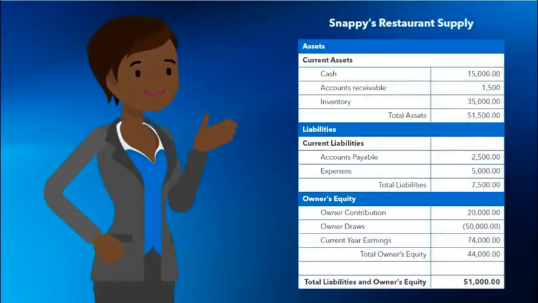If you look at the balance sheet for Snappy's restaurant supply, you can see that the total owner's equity is $44,000. That includes the $20,000 Snappy initially invested in the business, the $50,000 he took out of the company, and the $74,000 of profits from this year's operations. It's also the total assets of $51,500 minus total liabilities of $7,500. Either way you calculate it, Snappy's stake in the business is $44,000.